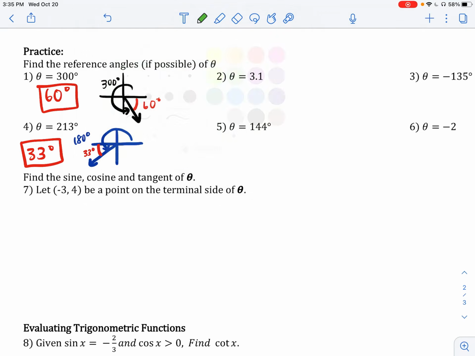Okay, let's go to number 5. What about 144 degrees? Well, again, that angle here is 144 degrees. What's the angle between that terminal side and the closest x-axis? Well, that would be 36 degrees.